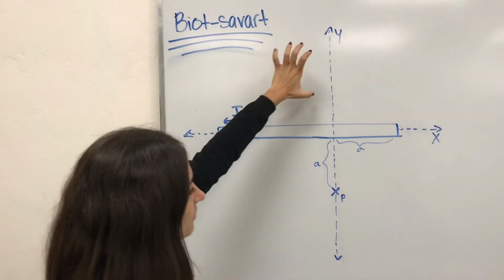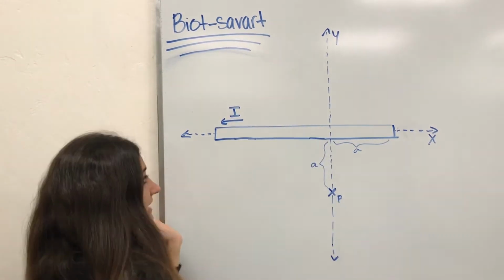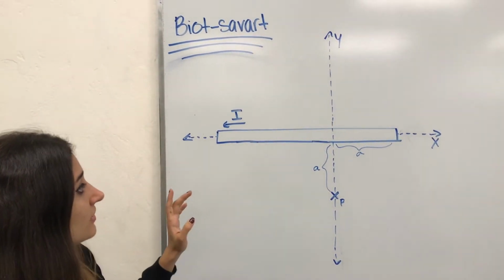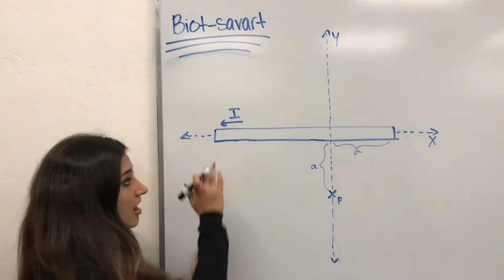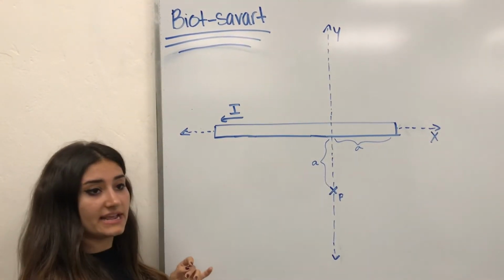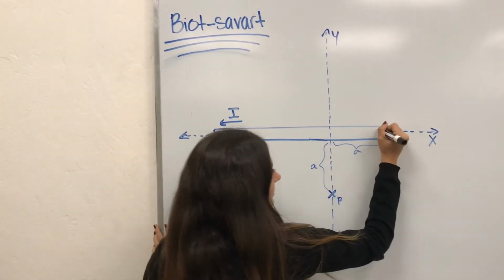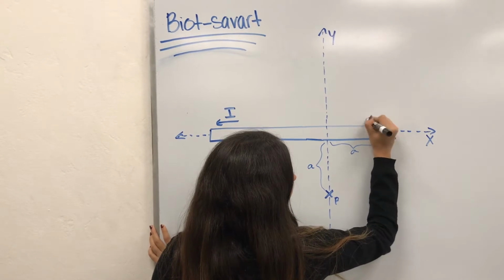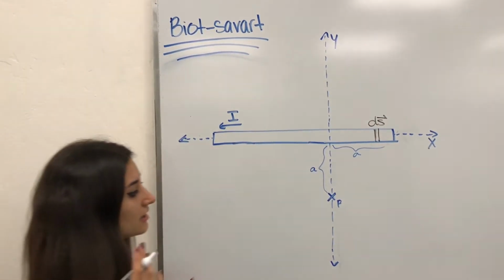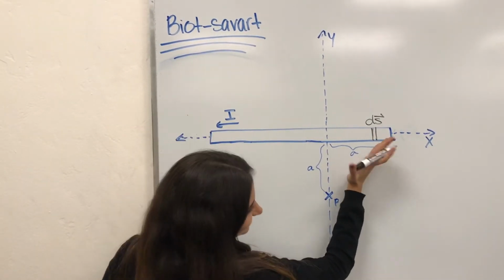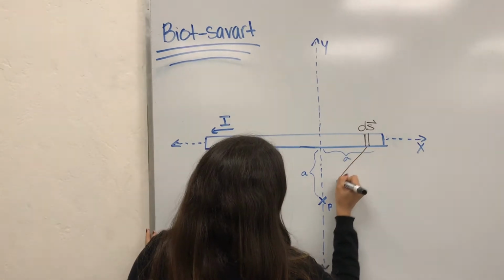We put the y-axis right where point P is, and the horizontal is the x-axis. After that, we determine a point on the current carrying wire that is ds. You can put it anywhere on the current; we're going to put it right here. So this right here is going to be ds. The next step is to attach a length r from ds to the point P. So this is going to be r.